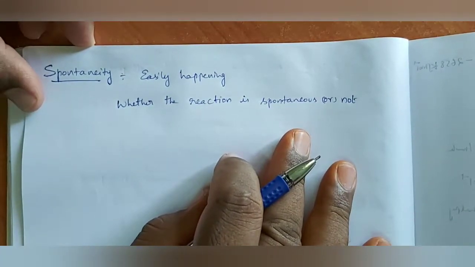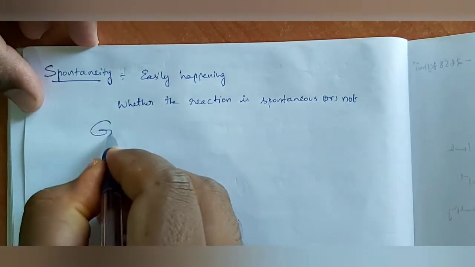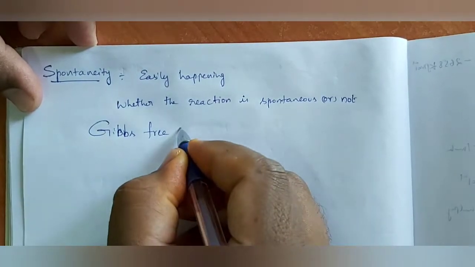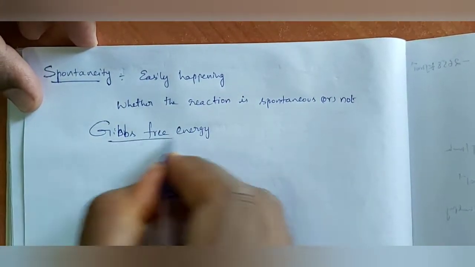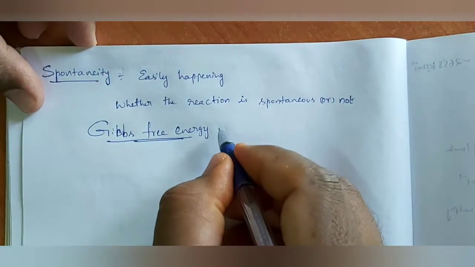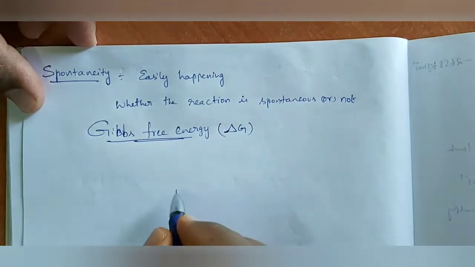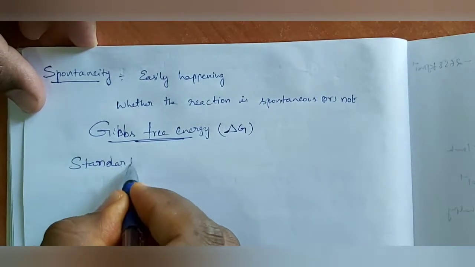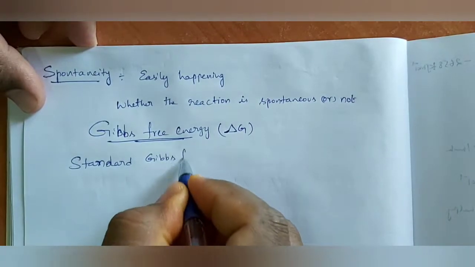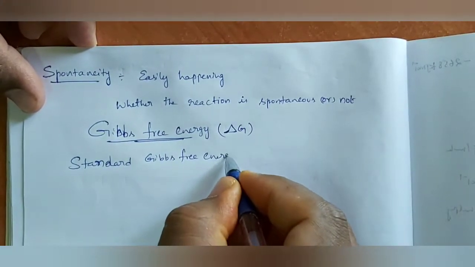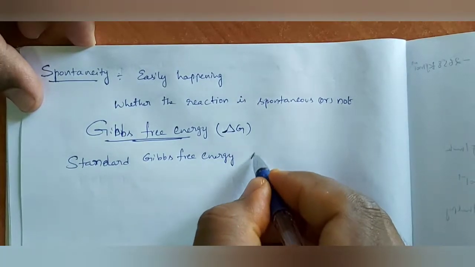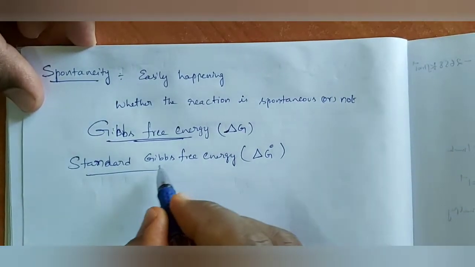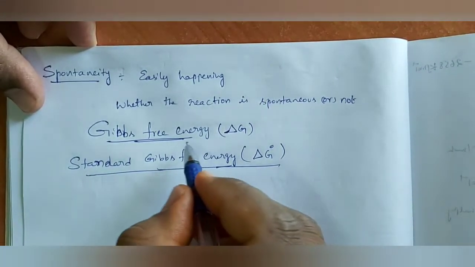For that, a new term is introduced, called Gibbs free energy. Gibbs free energy is represented by delta G. Standard Gibbs free energy is represented by delta G naught. These are the terms we are going to use to say whether the reaction is spontaneous or not.